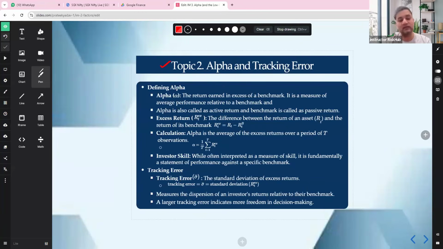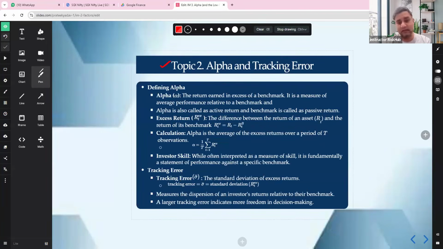So tracking error, if you look at the definition, is the standard deviation of excess returns. Tracking error is equal to sigma(R_P minus R_B). What matters is it measures how much the portfolio deviates from the benchmark. Think of tracking error as how different the manager is from the benchmark. If you have low tracking error, very similar to the benchmark, it's closet indexing. If high tracking error, you're making very active bets, right?